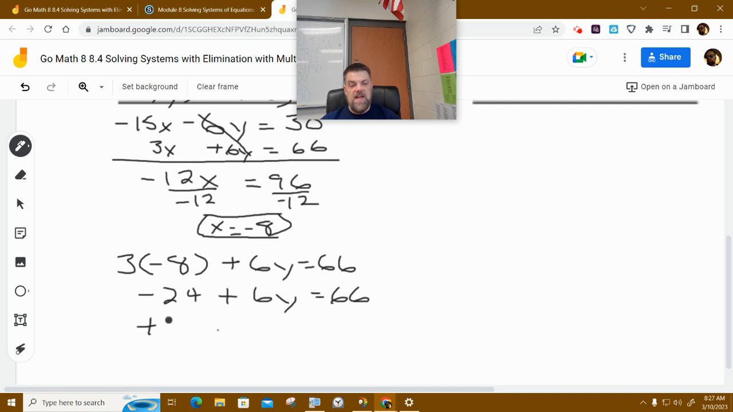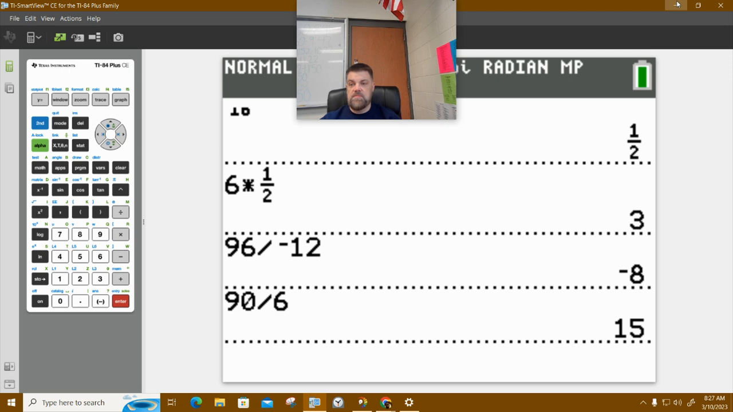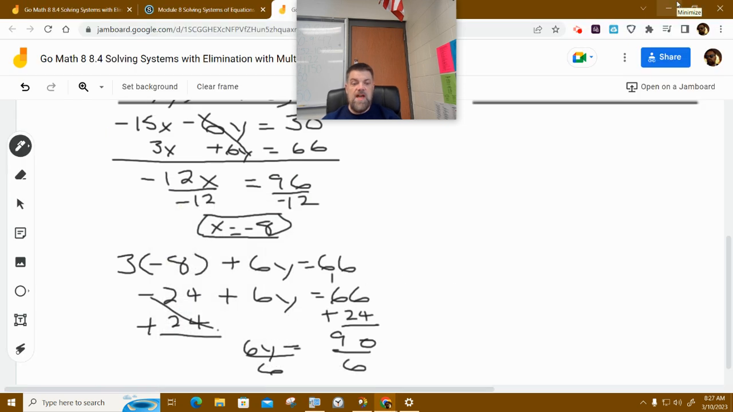So then I have to add 24 to both sides. These cancel. On this side I get 6y equals, this would be 10, carry the 1, 90, right? Divide both sides by 6. Is that 15? Let's see. 90 divided by 6, 15. So we get y equals 15.